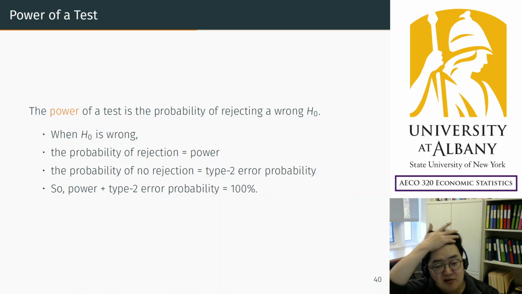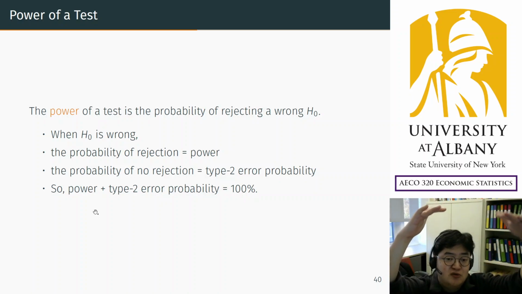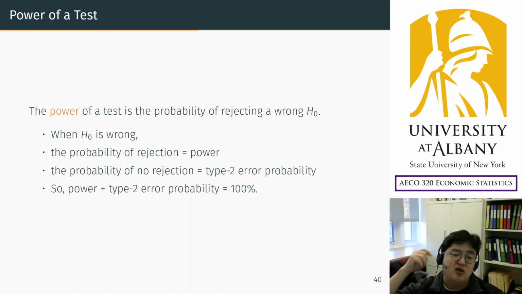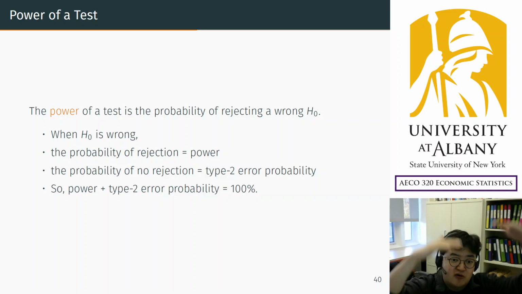Okay? Also, another interesting thing here is power happens when you reject. So when you increase the significance level or type 1 error probability, power will increase too. So it moves together, so there is a trade-off. You want to have higher power and lower type 1 error probability, but that is not possible. They move together. Okay.